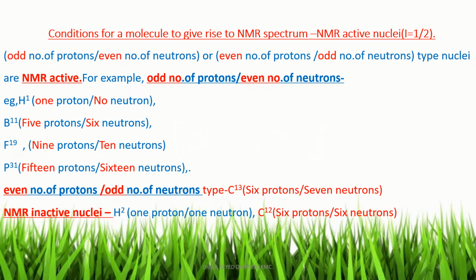Suppose a question may be asked, which among the following is NMR active, by giving the atoms, that is H1, B11, H2, C12, C13, etc. For that, the atomic number is subtracted from the mass number, which gives the number of neutrons. The atomic number gives the number of protons. By simply noting the odd and even type, even-odd and odd-even type nuclei are NMR active. Suppose the nuclei are odd-odd or even-even, then that type of nucleus is NMR inactive.